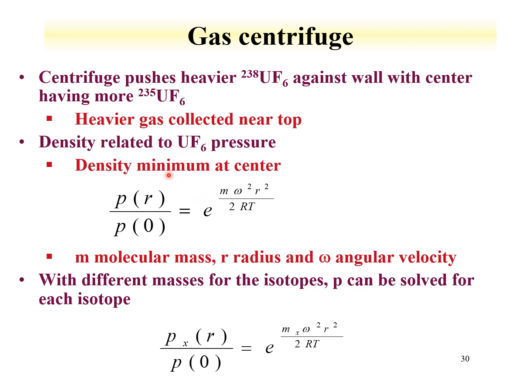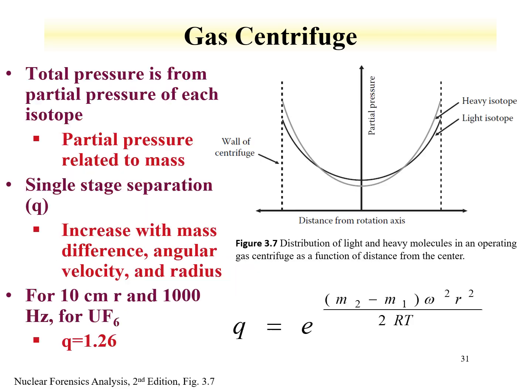The density minimum is at the center, and you can actually look at the density as a function of the radius with this equation, where the terms include molecular mass, the radius, and the angular velocity, so fundamentally how fast this centrifuge moves. With different isotopes, you can solve this density for each isotope. We can use this fundamental equation to evaluate the efficiency of gas centrifuge systems.